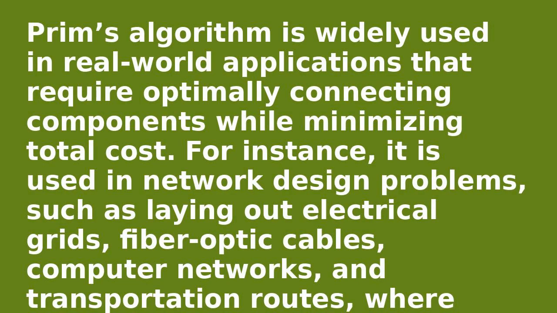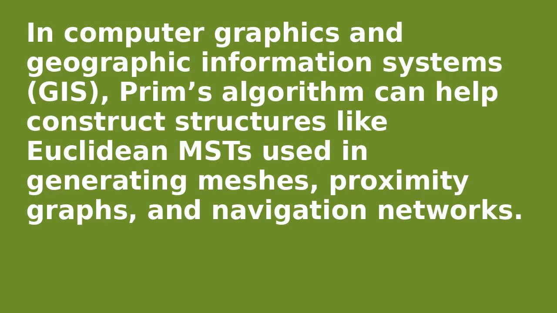Prim's algorithm is widely used in real-world applications that require optimally connecting components while minimizing total cost. For instance, it is used in network design problems, such as laying out electrical grids, fiber optic cables, computer networks, and transportation routes, where minimizing material or construction costs is essential. In computer graphics and geographic information systems, GIS, Prim's algorithm can help construct structures like Euclidean MSTs used in generating meshes, proximity graphs, and navigation networks.